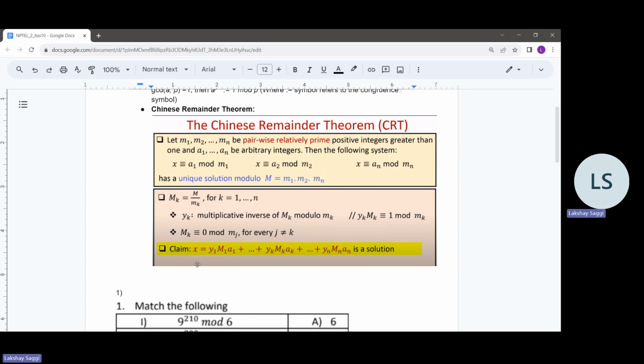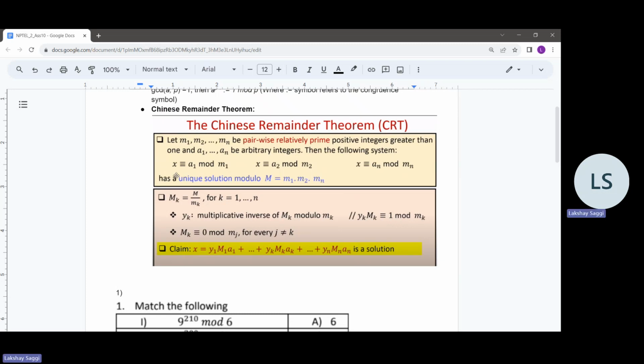And then what we claim is that the value of x will actually be equal to this. So let's not think of this as a claim, but rather as the statement in the Chinese remainder theorem, that x equals y1 m1 a1 plus y2 m2 a2 till yn mn an. This value will satisfy this set of equations. Okay. So this will be one solution. What we have claimed is that x equal to this will satisfy all these equations simultaneously.